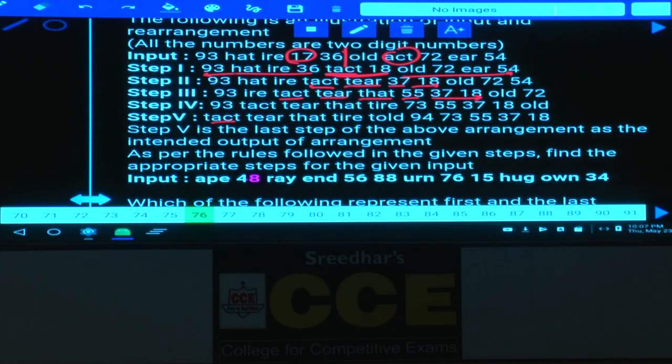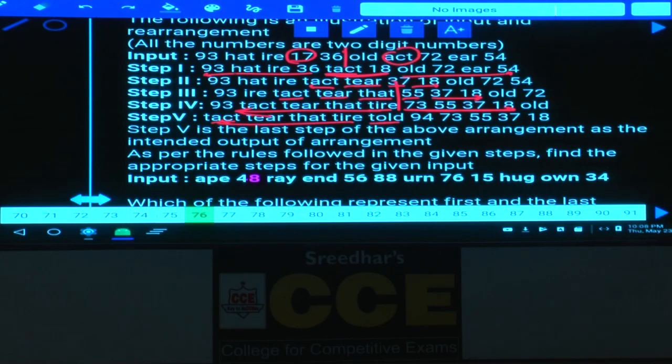Done with this? Then afterwards, after tact, tear and that, ear is the word, and to that ear, T is added, and to the number 72 plus 1, 73, then all the remaining words and numbers will be shifted. Now the words are shifting to the left hand side, numbers are shifting to the right hand side. In each step, the word is arranged at the 5th place, the number at the 6th place. And finally, old is here, T-old, told, all the remaining were shifted to the left hand side.